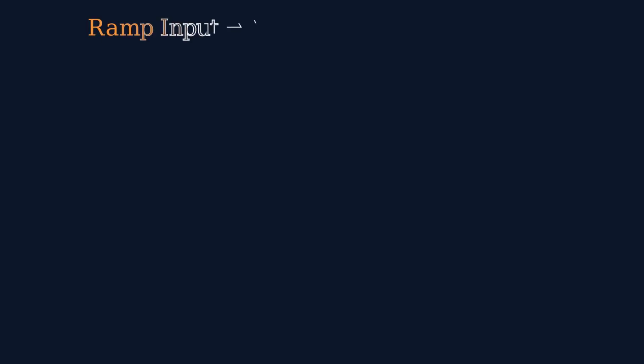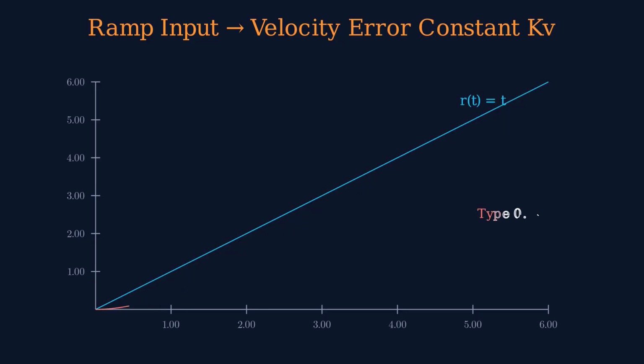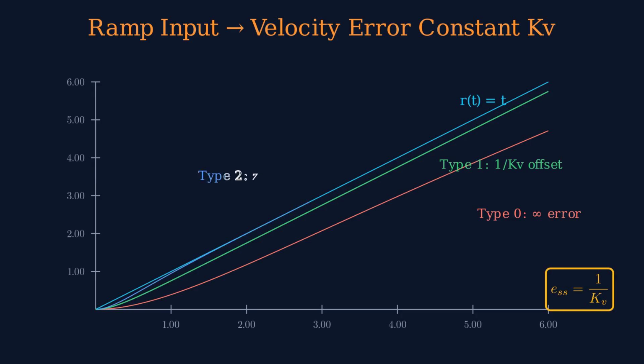For a unit ramp input, R(s) = 1/s². The steady-state error becomes 1/Kv, where Kv is the velocity error constant. Kv equals the limit as s approaches 0 of s times G(s). A type 0 system has Kv = 0, so the ramp error is infinite. The output falls further and further behind the ramp. A type 1 system has finite Kv, giving a constant position offset. A type 2 system tracks the ramp perfectly with zero error.